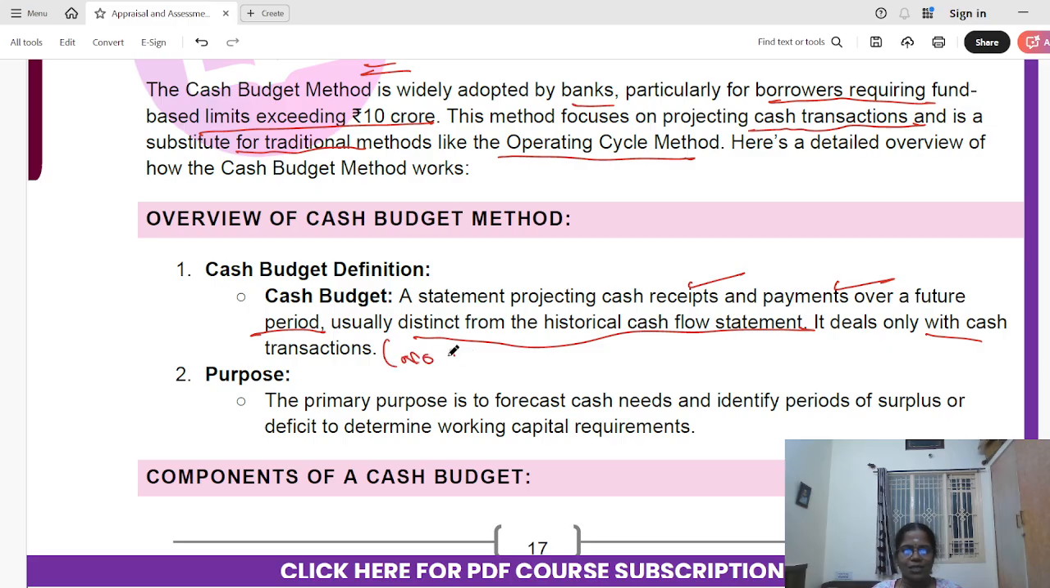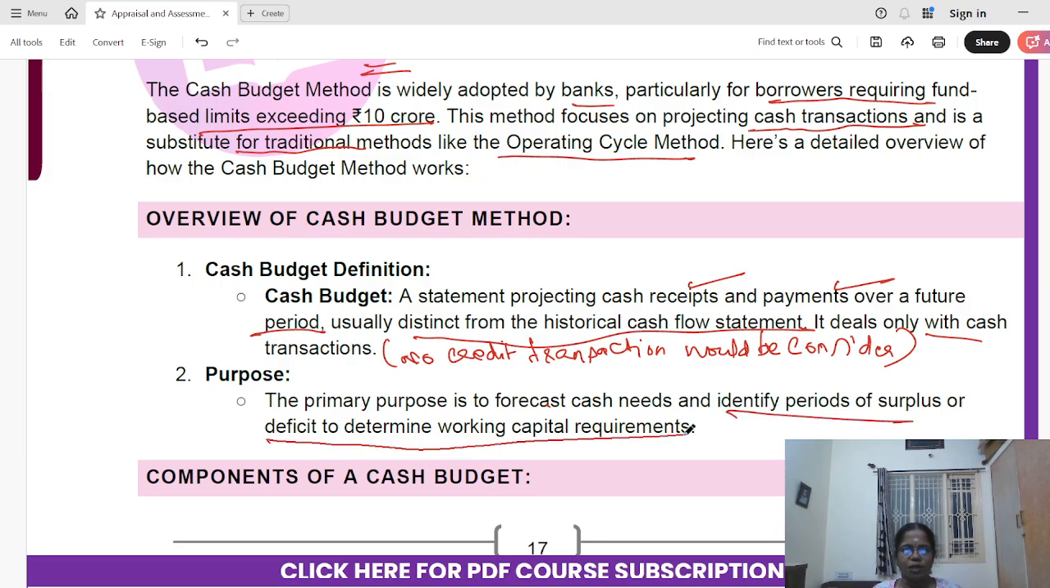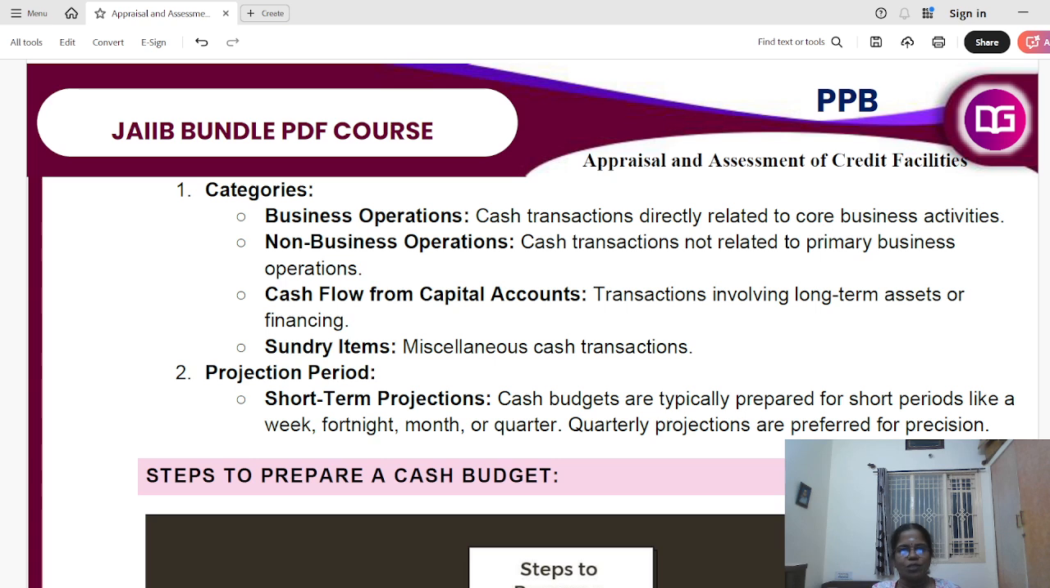No credit transactions would be considered under this cash budget method. Okay, purpose. The primary purpose is to forecast the cash needs, identify the periods of surplus or deficit to determine the working capital requirements. So what are the components of the cash budget?